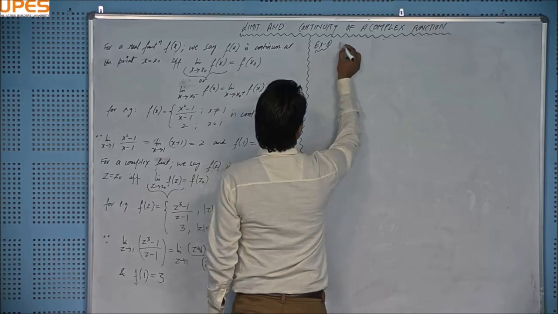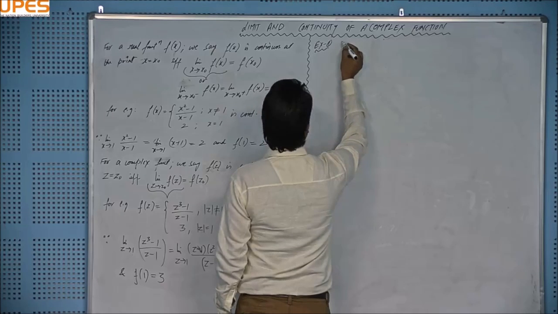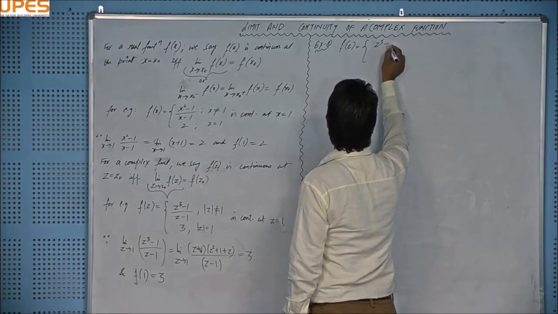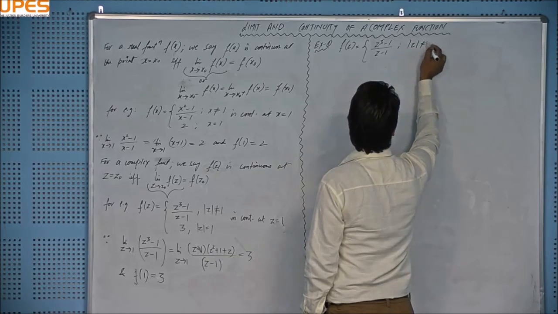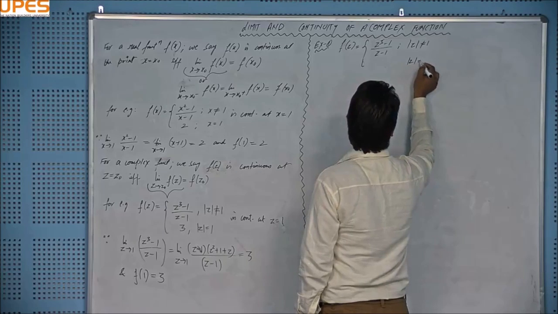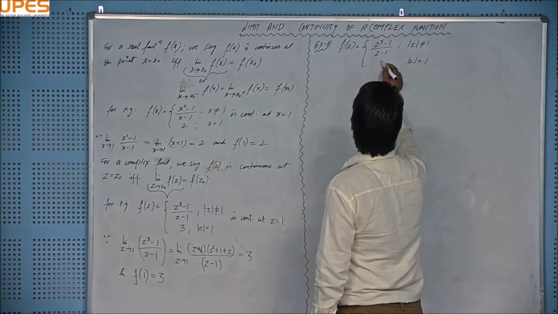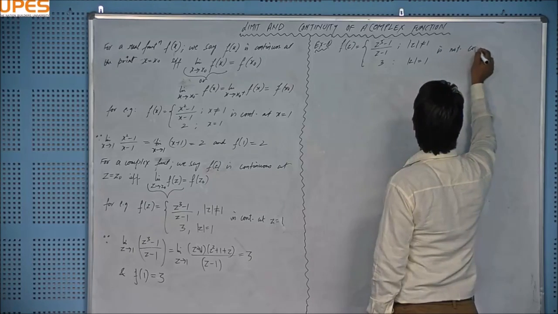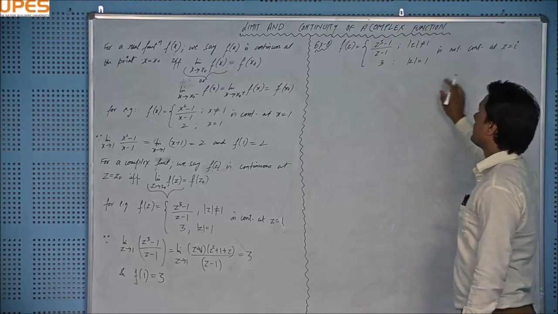Example number 1: f(z) equal to (z cube minus 1) over (z minus 1), for mod z not equal to 1, and for mod z equal to 1, f(z) is 3. Same question: is f not continuous at z equal to iota?